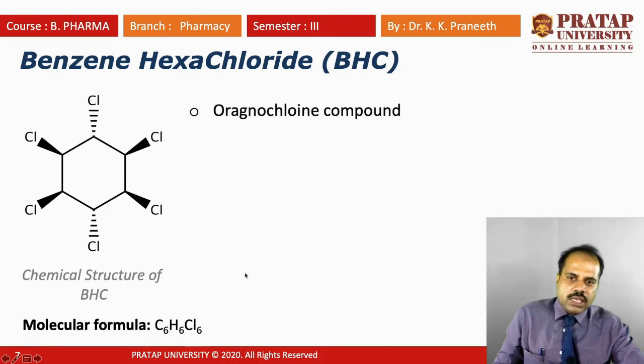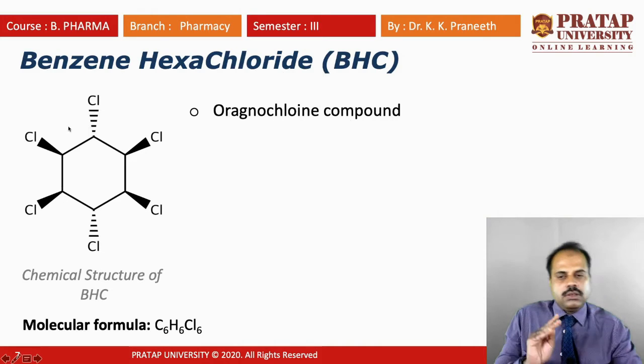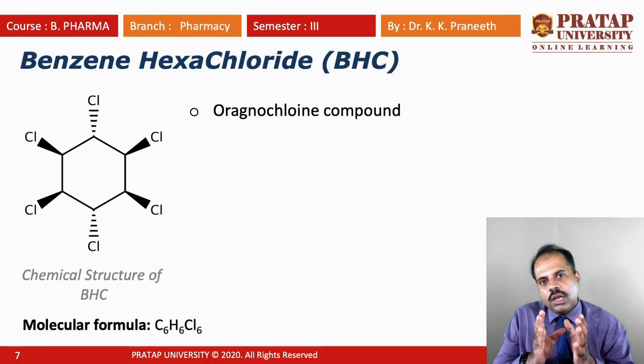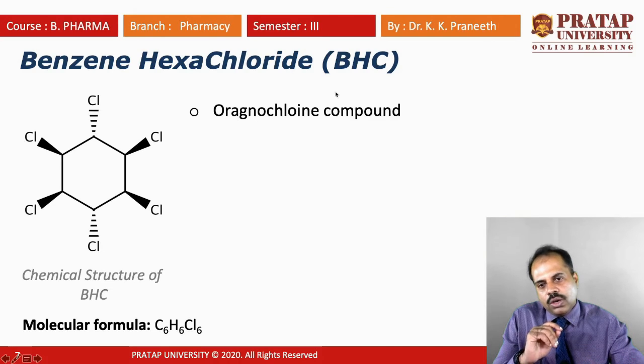So what is benzene hexachloride? It's an organochlorine compound, right? It is an organic compound because it contains carbon and hydrogen. You should remember this. What is organic chemistry? We have looked into the introduction. Organic chemistry mainly contains carbon and hydrogen, right? So it is an organochlorine compound. It contains 6 chlorines.